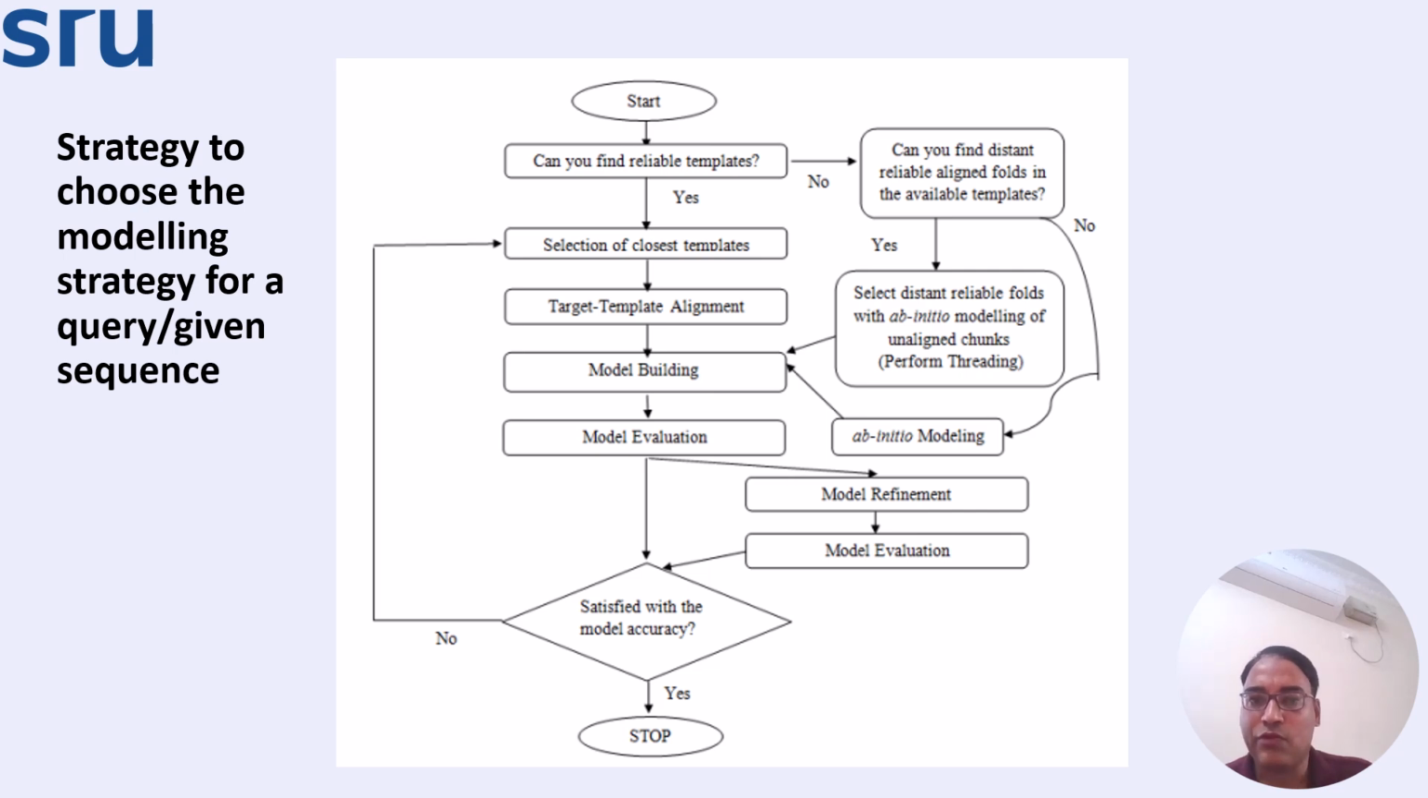If you can find reliable templates, yes, select the closest templates, build the target template alignment, do model building and model evaluation. Are you satisfied with the modeling accuracy? I told you, if no, we can always iterate. If you say yes, stop here; you got the model. If you say no, some loop or linker segment covering the gap region is not properly modeled. It is coming very close to the secondary structures, and clashes may be there, so I still need to minimize them.